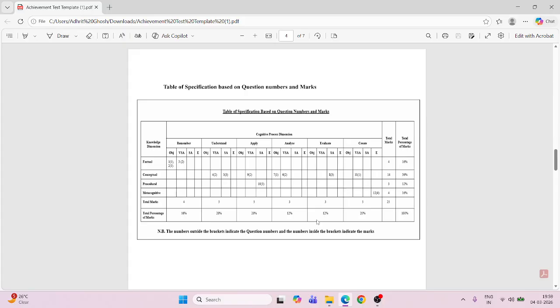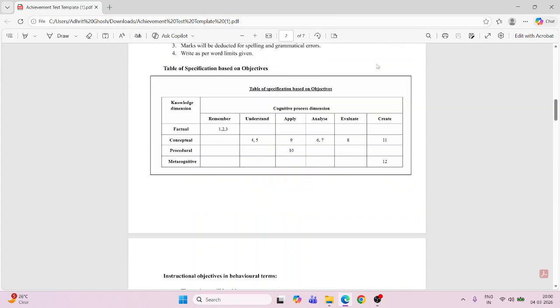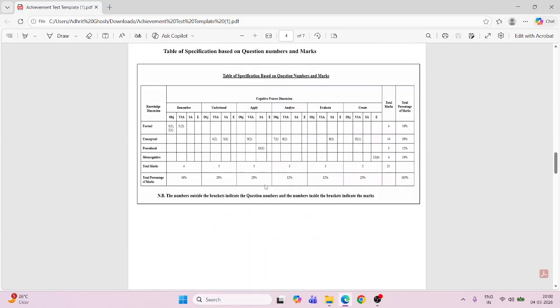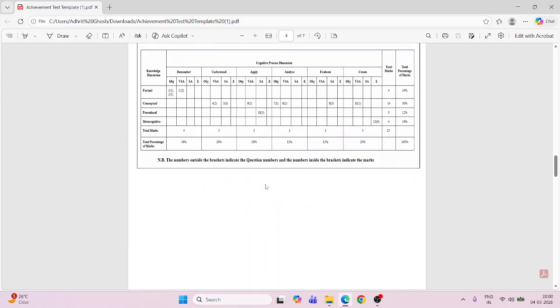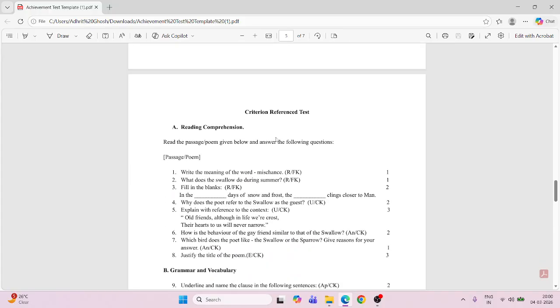Alright, so in that case, your table of specification based on question numbers and marks, this is your second table of specification, and this table of specification was based on only the objective numbers. Alright, so when you have the objective numbers written here, then based on that you write the question numbers and the marks allotted here. Don't forget to write this part, that the numbers outside the brackets indicate the question numbers, and those numbers inside the brackets are the marks allotted.